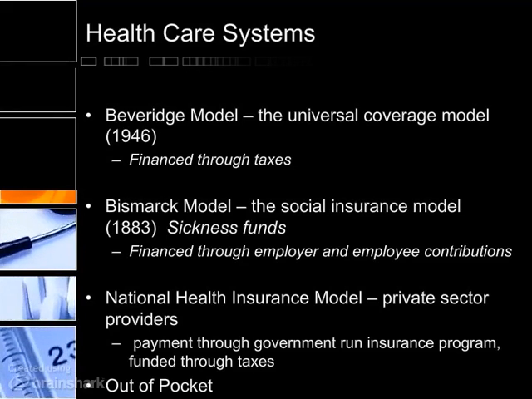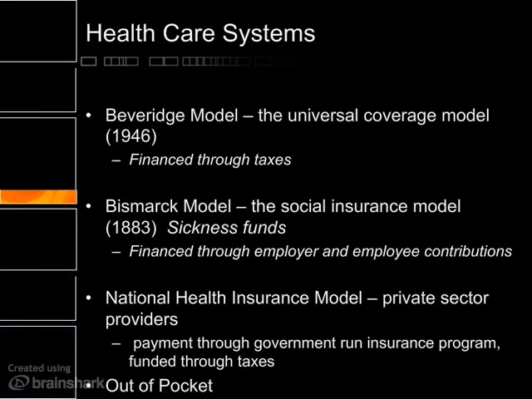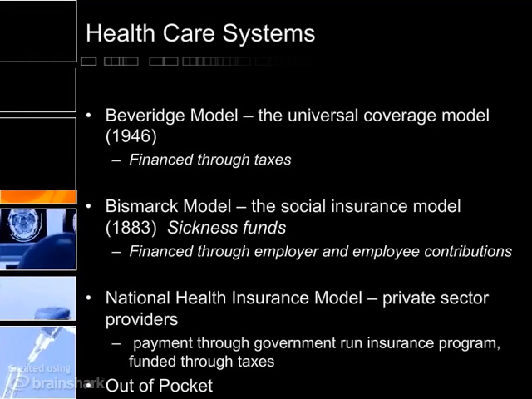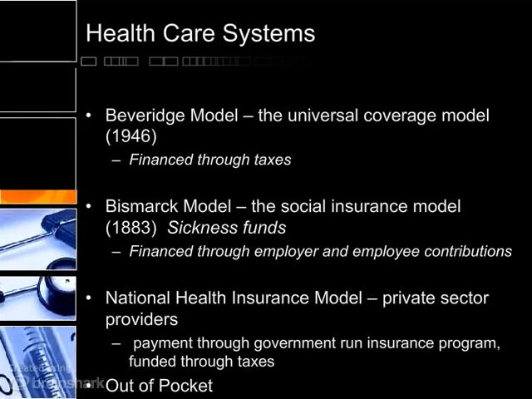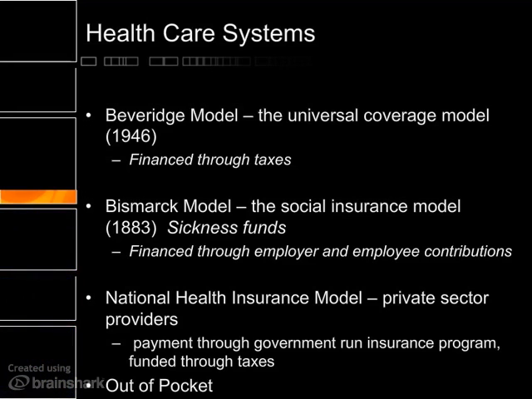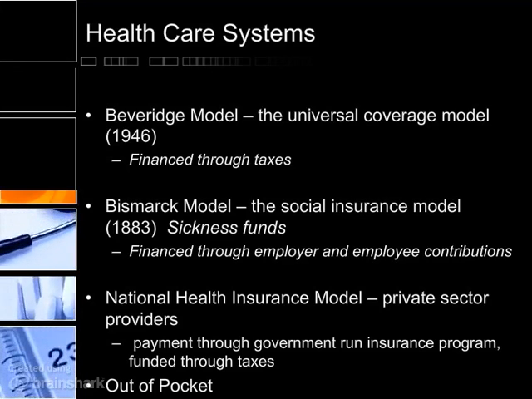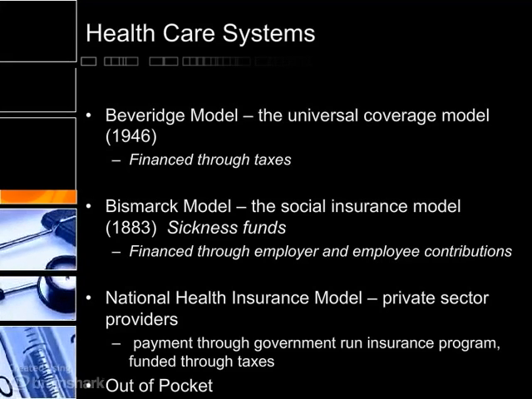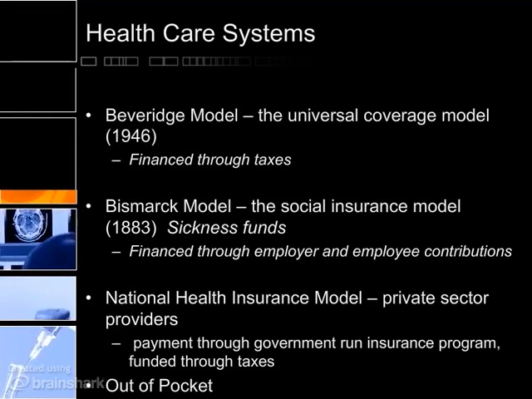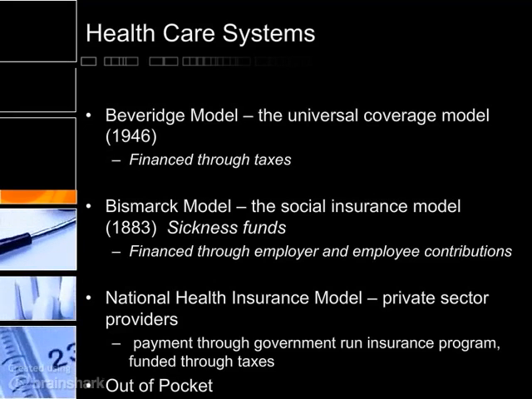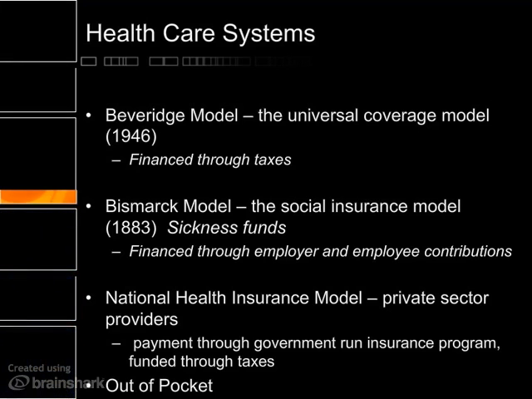The third type of model is the National Health Insurance model, which sort of is a combination of the Beveridge and Bismarck models, in that it uses private sector providers, but the payment comes from a government-run insurance program that all citizens fund through their taxes. And that system can be found in Canada. And there's kind of a hybrid of that in the Scandinavian countries, in that you see both a number of government-run programs, but also some private. But it's overseen by the government.